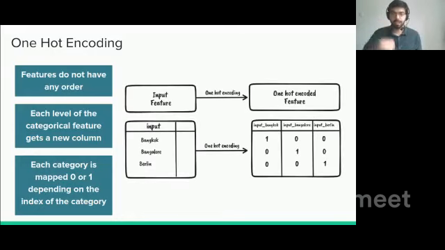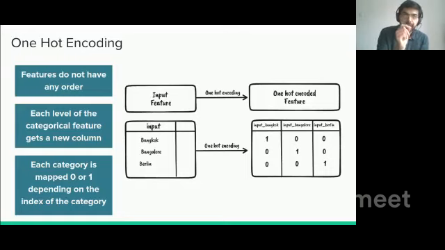I will show this to you again with an example. We saw the example of Bangkok, Bangalore, and Berlin as different cities. And now the one hot encoded feature is on the right side of your input. Bangkok is on row 0, Bangalore is on row 1, and Berlin is on row 2. So row 0 is the index for Bangkok, 1 is the index for Bangalore, and 2 is the index for Berlin.